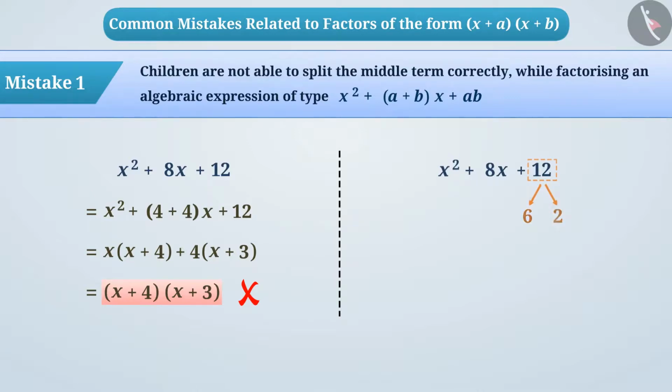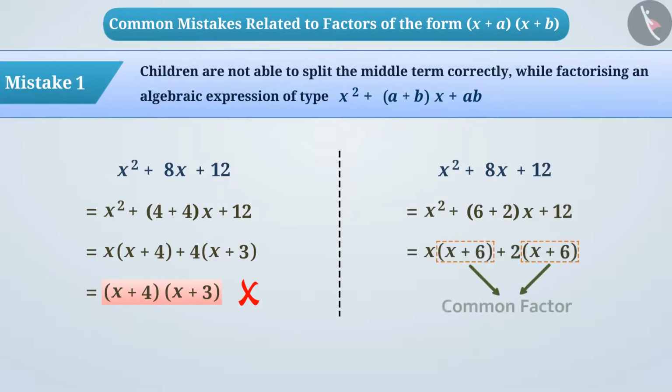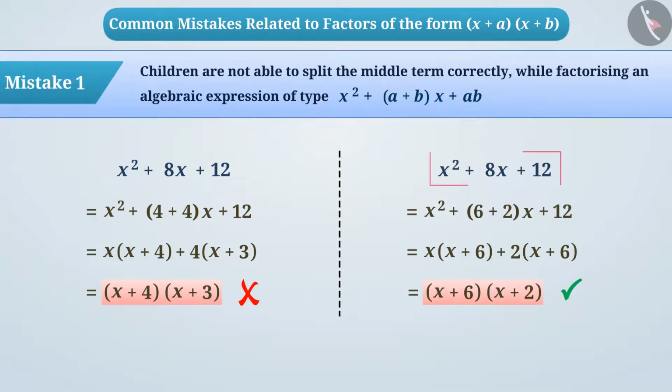So we can write x square plus 8x plus 12 as x square plus into bracket 6 plus 2 x plus 12, which on further solving we get this. Here you can see that x plus 6 is a factor of both these terms, so x plus 6 is a common factor. Hence, we can take x plus 6 common. In this way, we will get x plus 6 and x plus 2 as the correct factors of this expression.